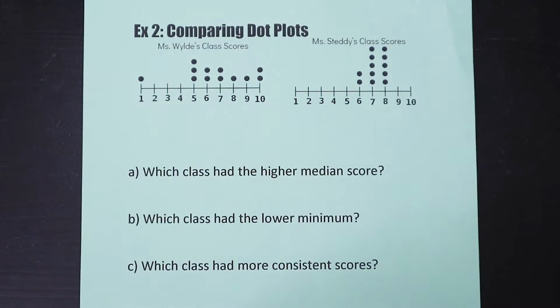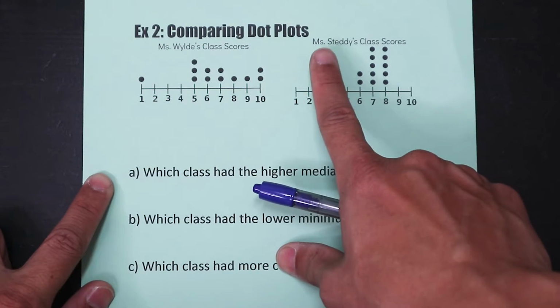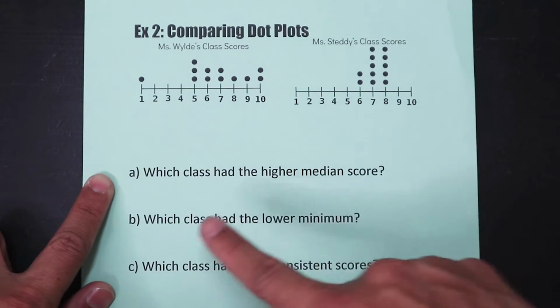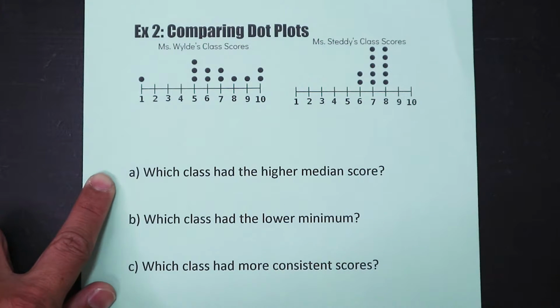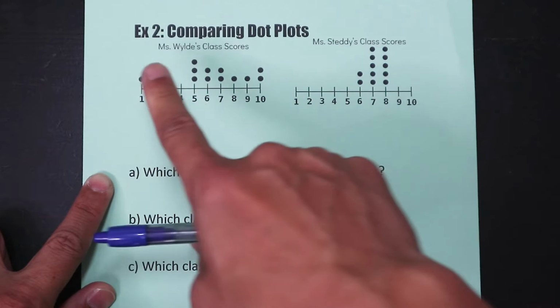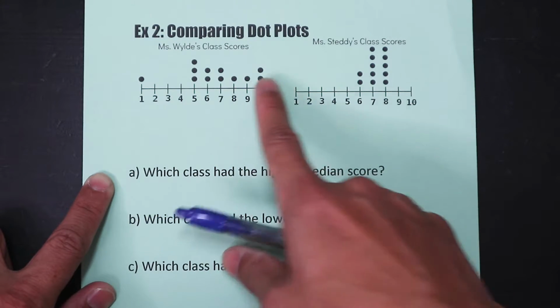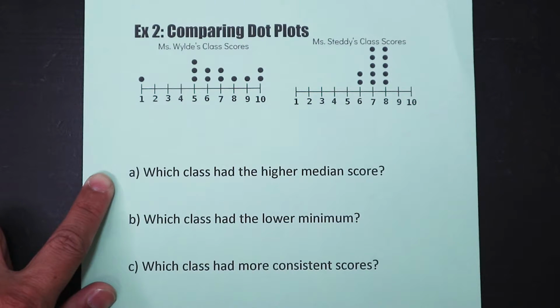In example 2, we're going to take a look at two different dot plots of two class scores. One of them is Miss Wild's class, and the other one is Miss Steady's class. In part A, it says which class had the higher median score. Now, this one you have to do some work because you have to extract these numbers. You're going to write them as numbers, and then find the median.